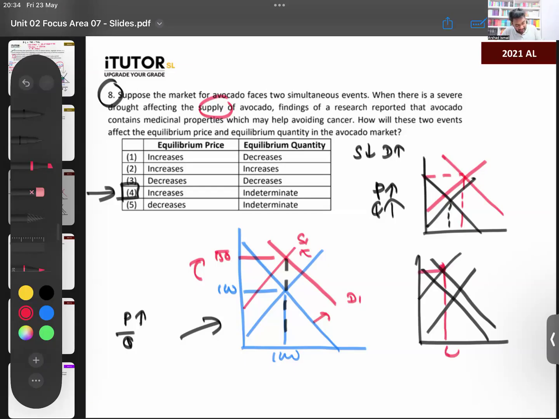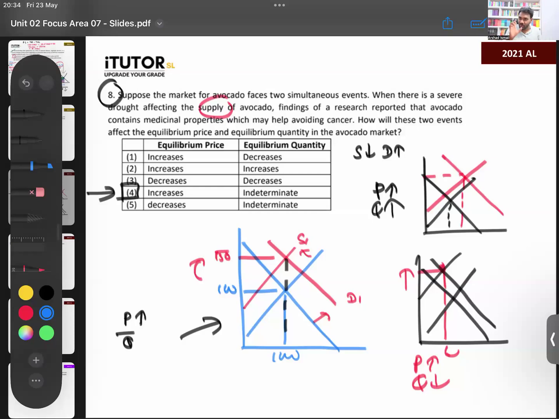Now your quantity has come down, price has gone up. So price has gone up, quantity has come down. So in all the three situations, my price will go up. If it changes equally, quantity is constant. If demand has increased more, quantity would have gone up. If supply has decreased more, quantity would have gone down.